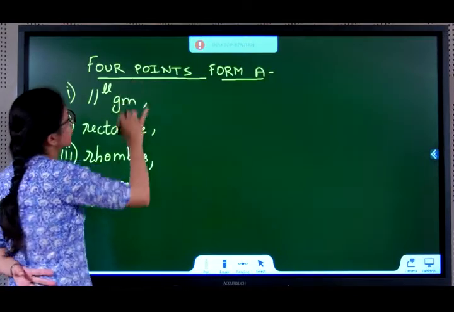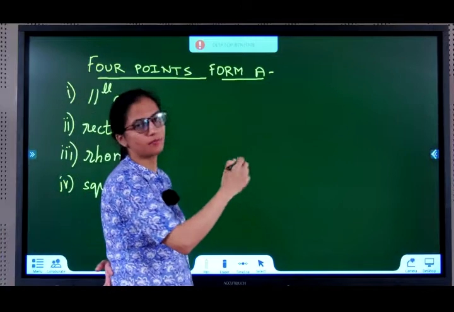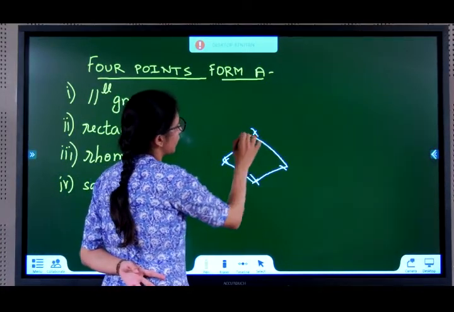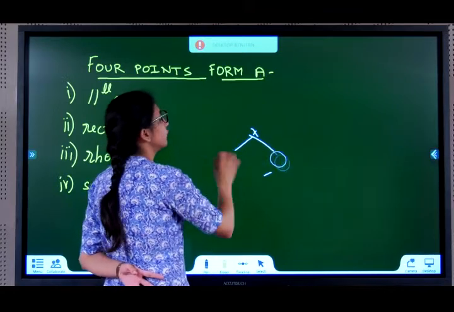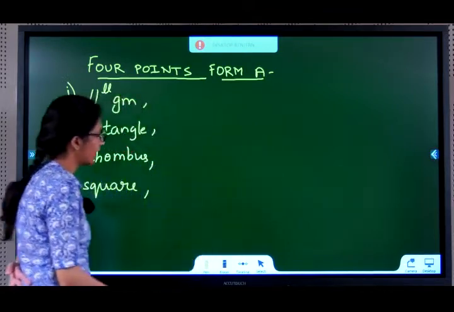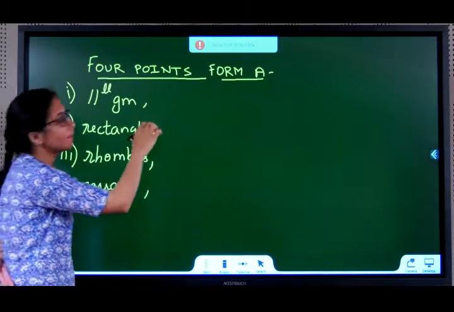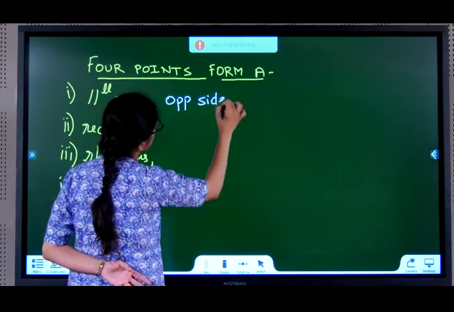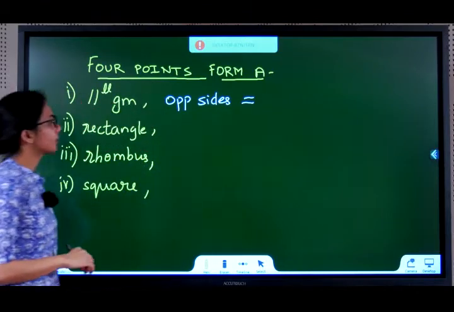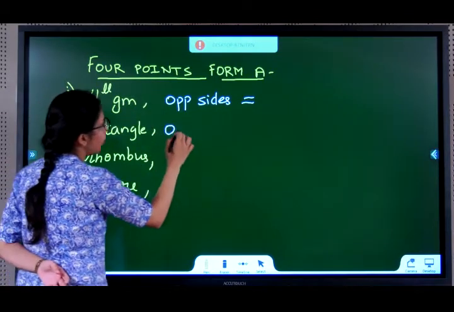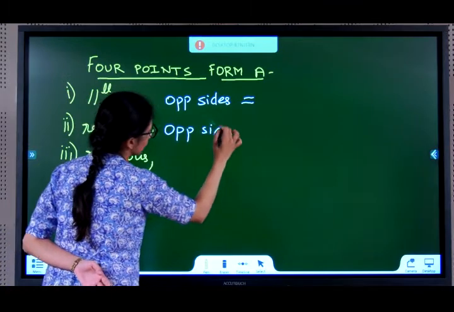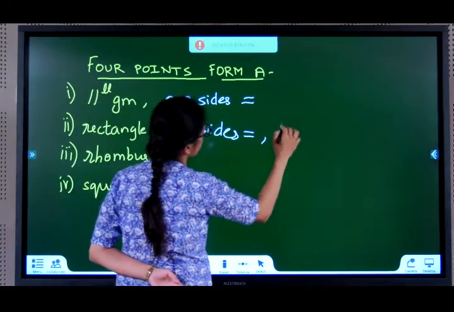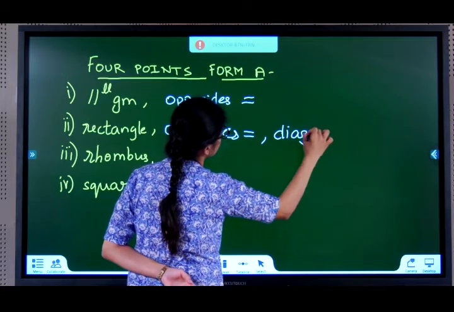Suppose they give you 4 points and they ask you what does it form. See, 4 points if I take, it will form some kind of quadrilateral. Now what kind of a quadrilateral does this form? It forms a parallelogram if, you have to check in your answer, opposite sides are equal. Rectangle, if opposite sides are equal and diagonals are also equal.